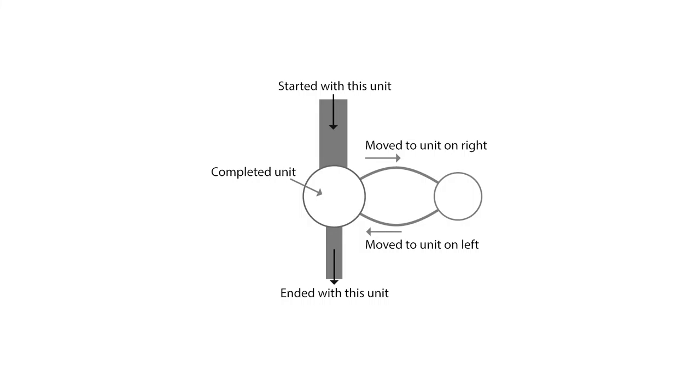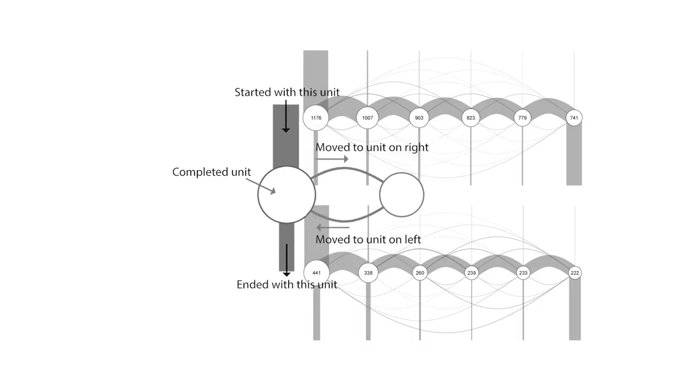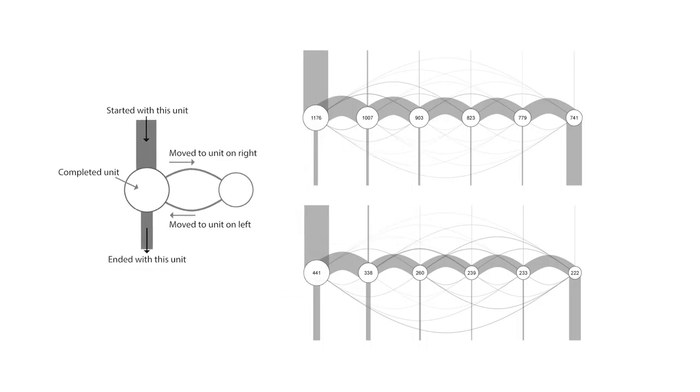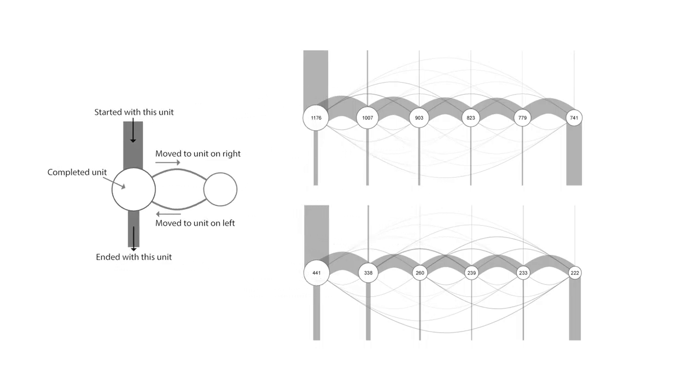Here each circle represents a unit, with size denoting the number of completions. A line entering from above indicates the number of learners that started with that unit, and the line below is the number of learners for which that was their last unit completed. Curved lines above represent learners moving to a unit on the right, and curved lines underneath show them moving to the left. Here we can see visualizations for the dementia MOOC on top and the digital literacy MOOC below, each drawn to their own scales.